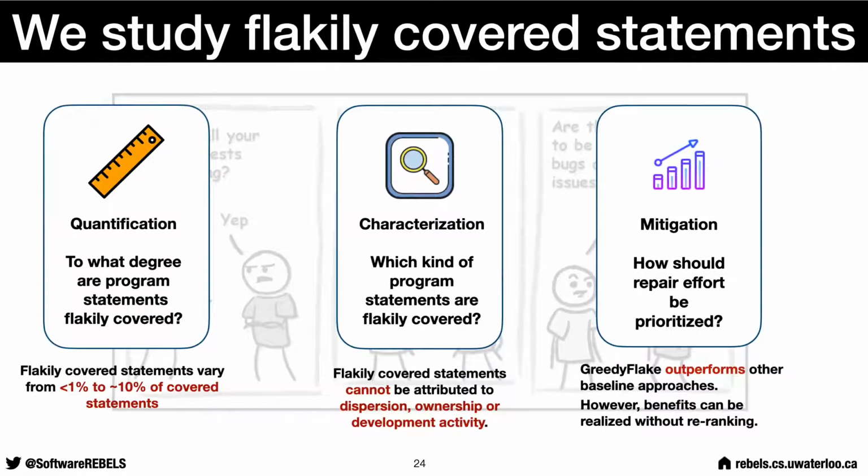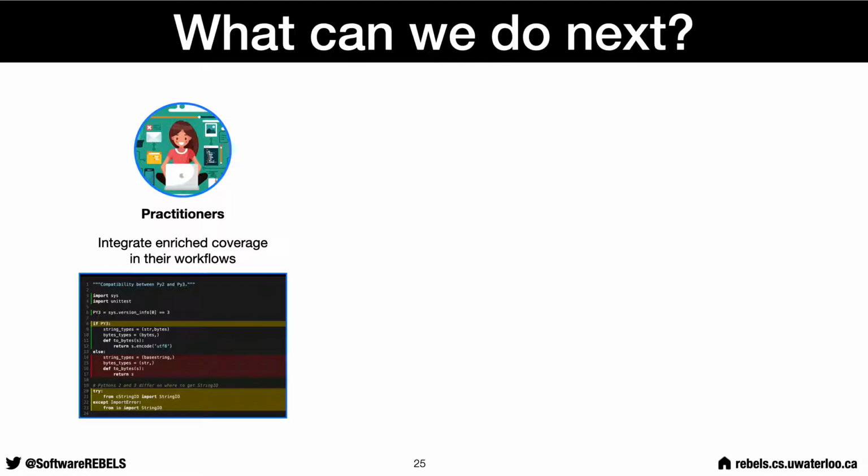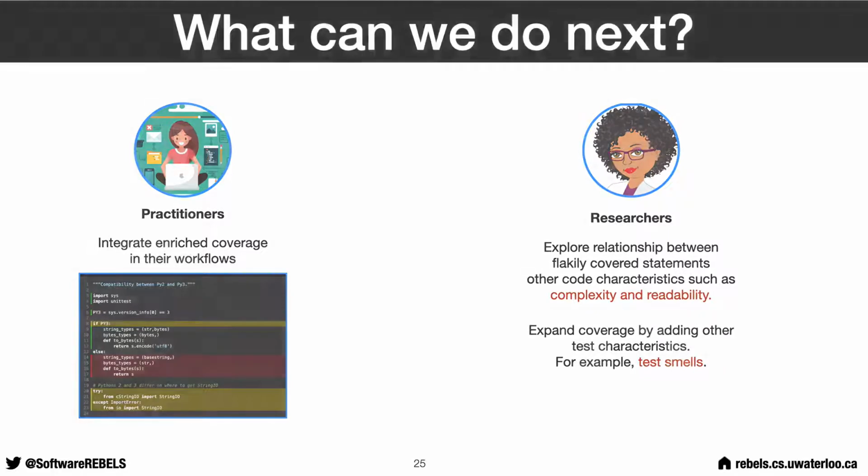So now we have quantified, characterized, and mitigated flakily covered statements. What can we do next? For practitioners, a good idea would be to integrate enriched coverage into their workflows. For researchers, we can explore the relationship between flakily covered statements and other code characteristics such as code complexity and readability. We can expand coverage by adding other test characteristics, for example, test smells.